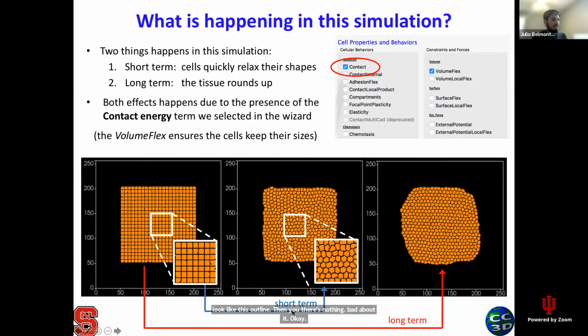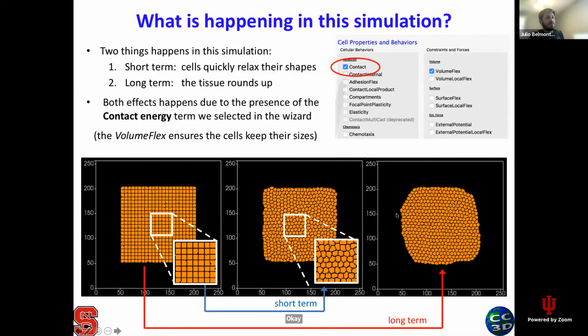Then what you can see in the long term is that, maybe it takes a minute, maybe five minutes, depending on how fast your computer is running the simulations, if you just keep it running for a very long time, you have a second relaxation process where the tissue as a whole starts to relax its boundary. Just like the cells went from a square shape to a round shape, the tissue itself went from a square shape to a rounded shape as well.